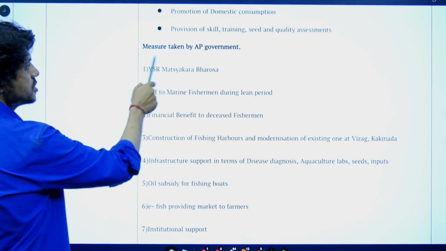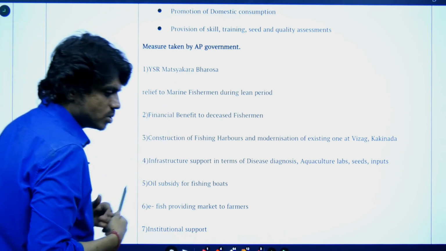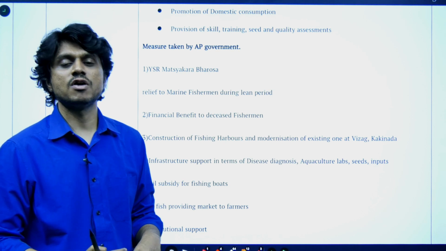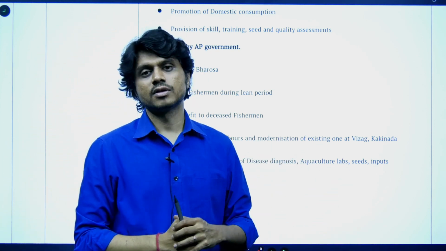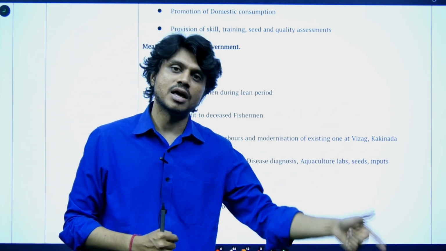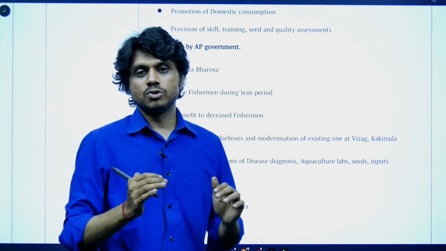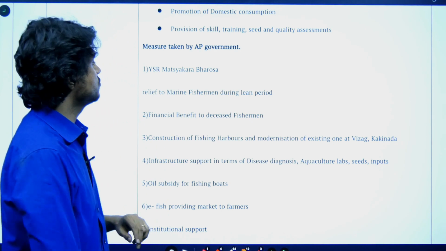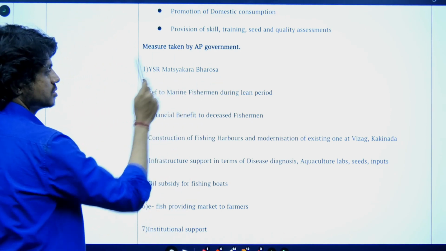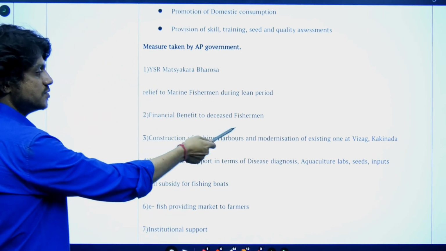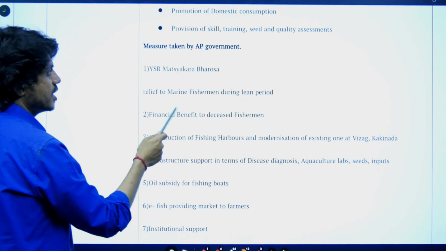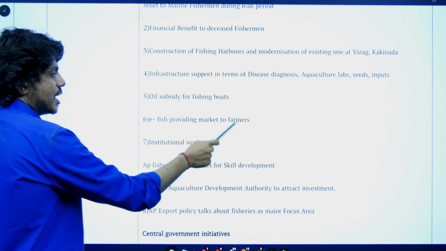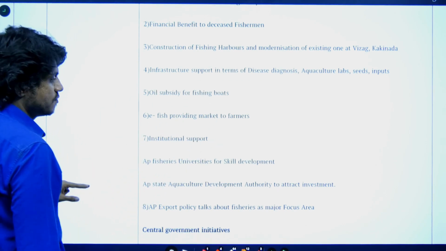And one more important scheme is, I told you, we also face cyclones and there will be a lull period where fish farmers do not go for fishing. In that scenario, to provide some amount of financial security or income to the fish farmers, YSR Matsya Bharosa is being given. And if the fisherman loses his life, financial benefit is also being provided. And various marketing facilities are being provided to the farmer.